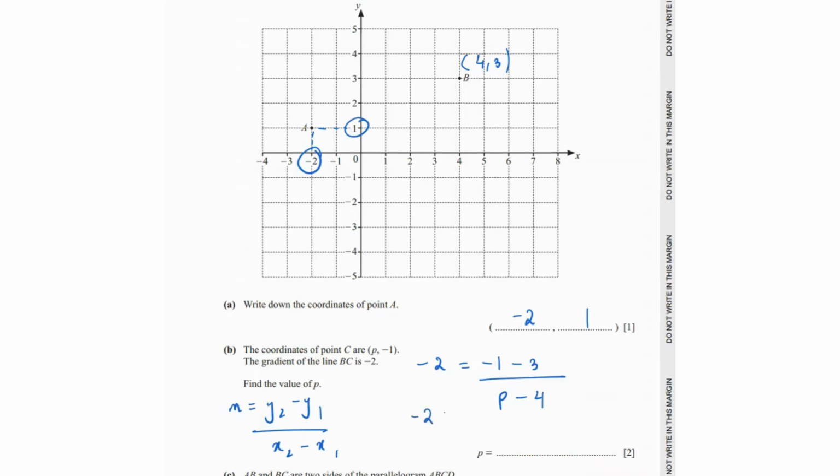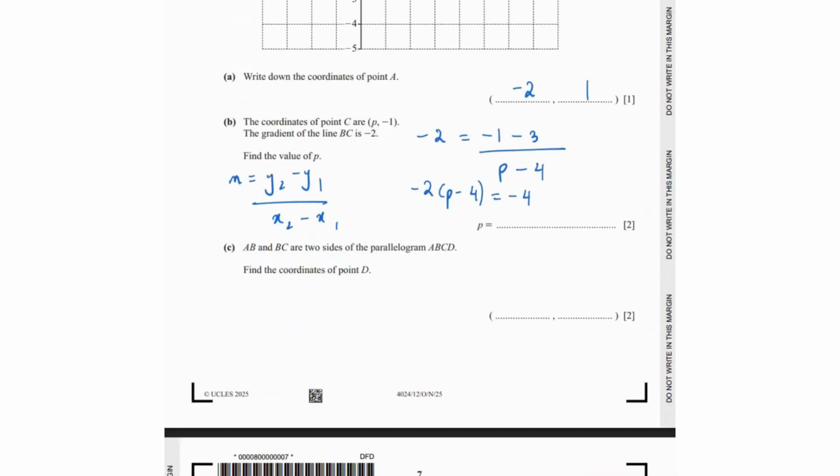So -2 times p minus 4 equals to -4. We cross multiply to get rid of the fraction. p minus 4 is -4 divided by -2, which is 2. So p is going to be 2 plus 4, and that's 6. p equals to 6. Then AB and BC are two sides of the parallelogram ABCD. Find the coordinates of point D.